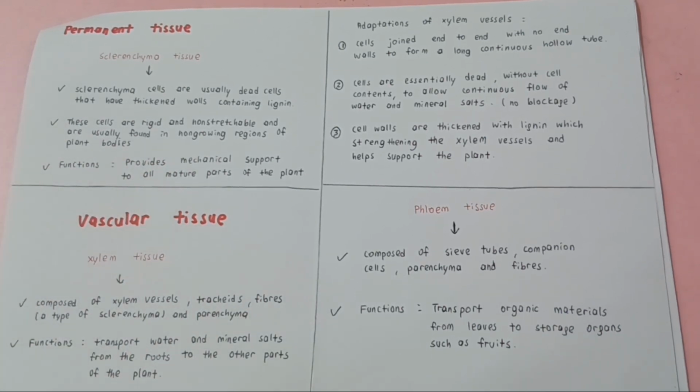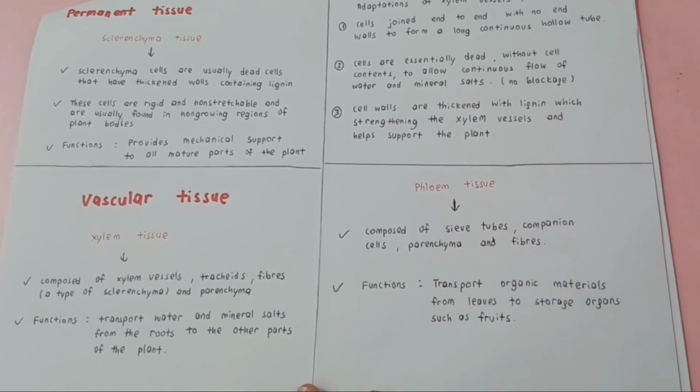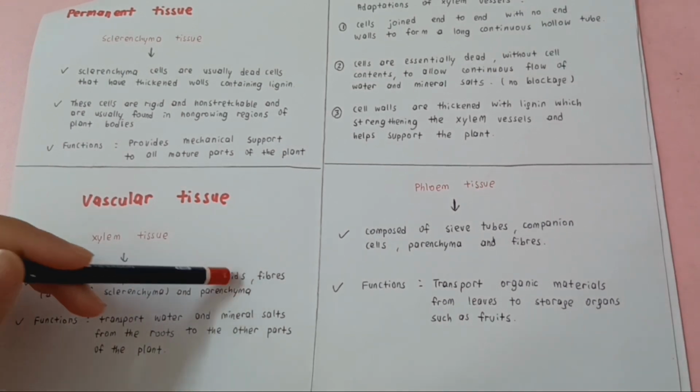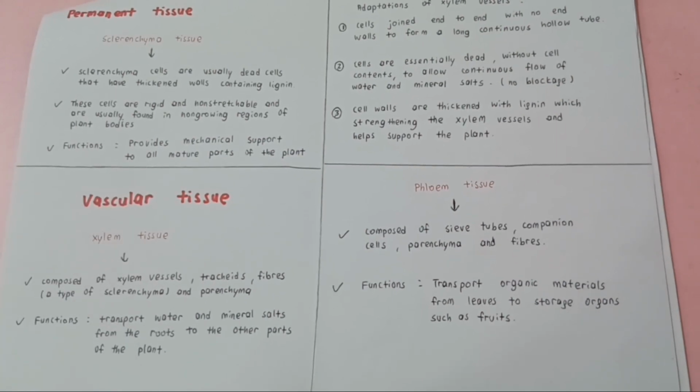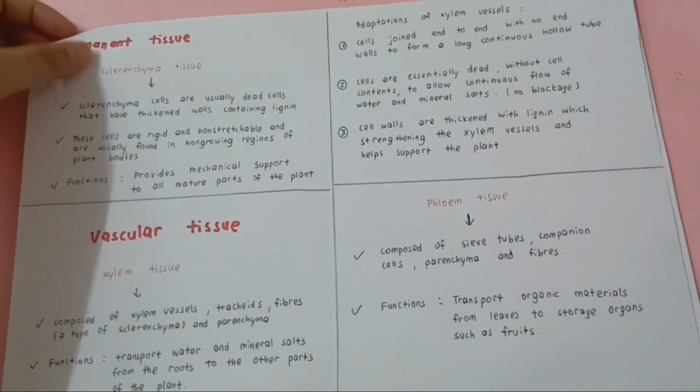Next, the third permanent tissue is the vascular tissue, which consists of xylem tissue and phloem tissue. First, we are going to discuss xylem tissue. The xylem tissue consists of xylem vessel, tracheid, fiber, and parenchyma. The function again is to transport water and mineral salt from the root to other parts of the plant.